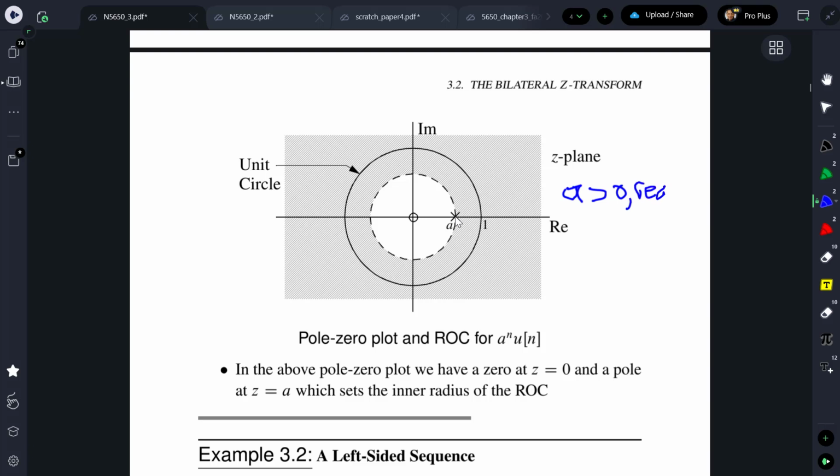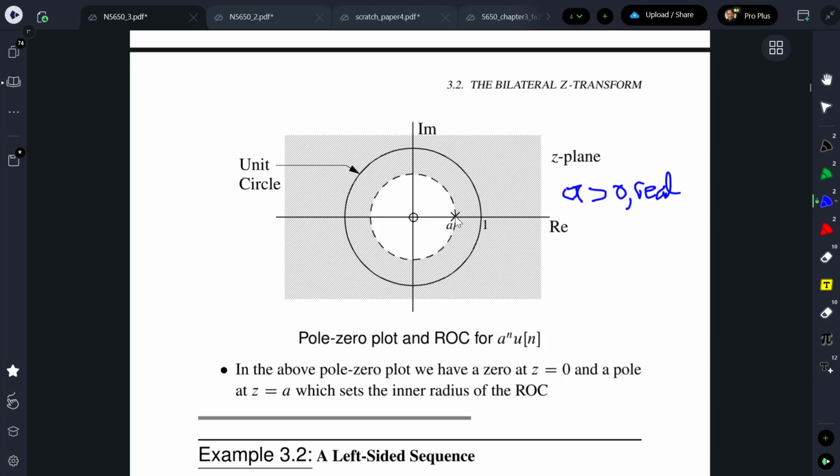But in reality, a can be any complex number, so it could be some other place on that circle of radius magnitude of a. So the picture might not be the most accurate, but it's representing the idea that now we have a region of convergence, which is the exterior of a circle of radius magnitude of a, and that pole is setting that region of convergence.